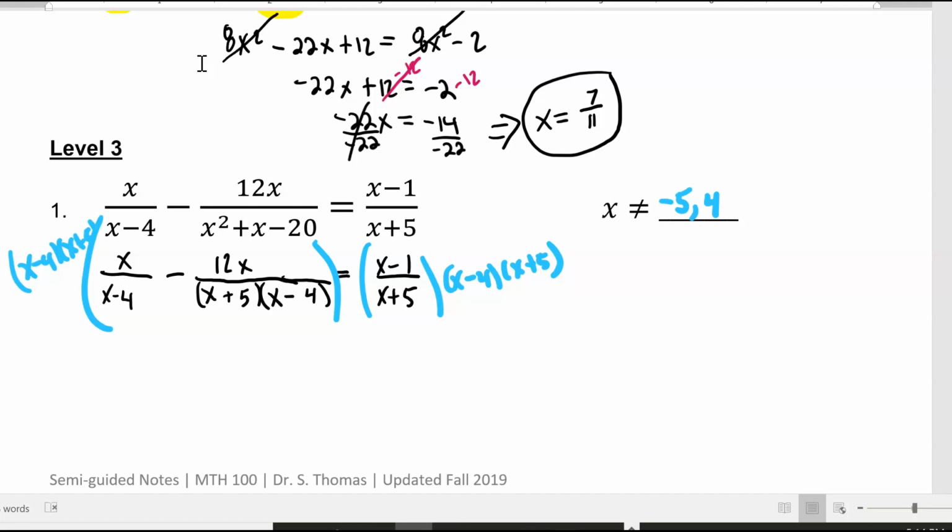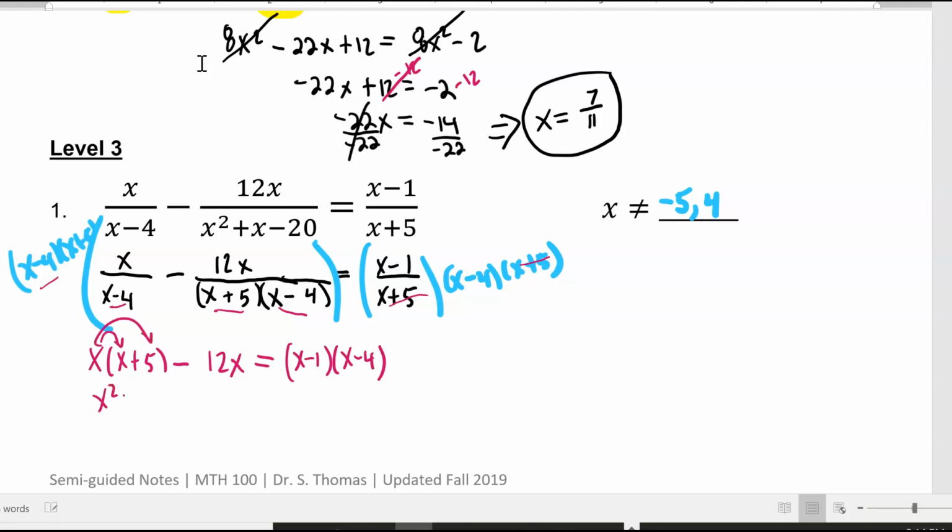Now look over here. I want you to write it all out, but notice that the x minus 4s will cancel over here, right? You see that? And you will have x times x plus 5 minus, and then in the middle both x plus 5 and x minus 4 will cancel, and you have 12x equals, and on the right side the x plus 5s cancel. You have x minus 1 times x minus 4.